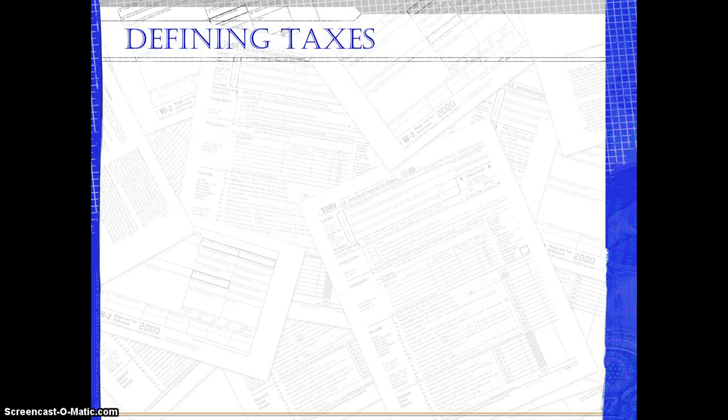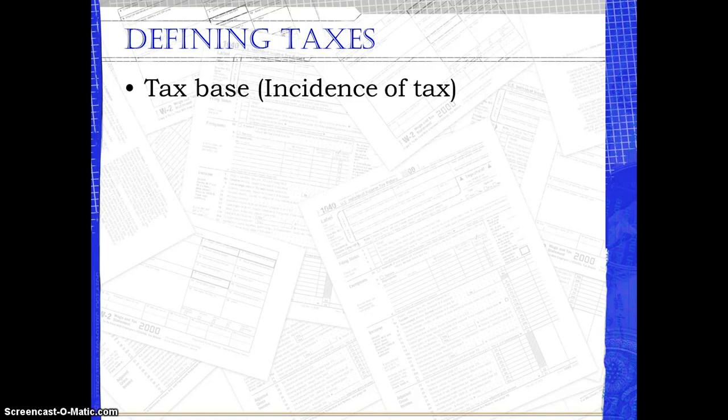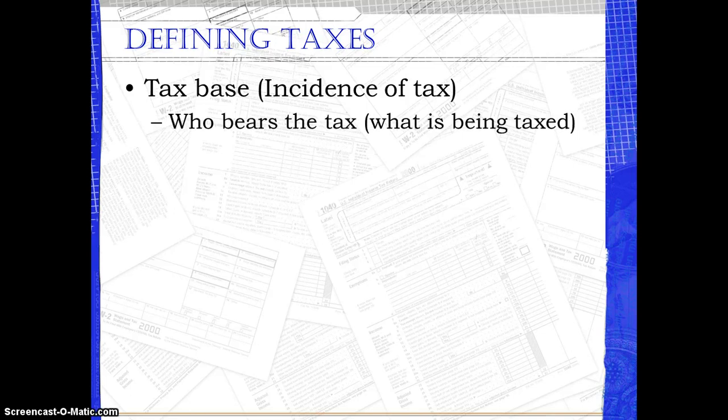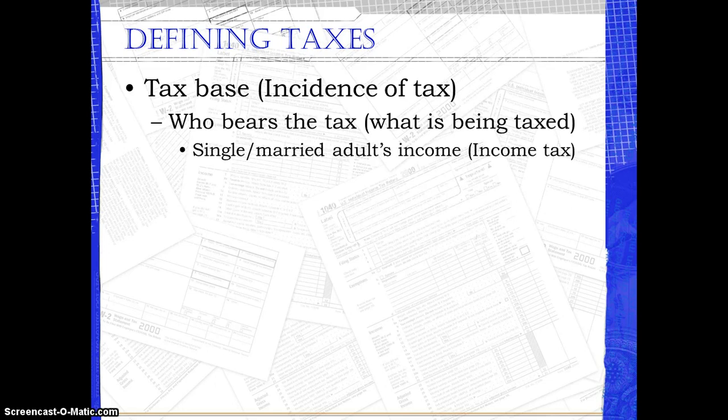Defining taxes. In order to understand taxes, and taxes are fairly complicated, we need to be able to define them. So what is the tax base, or who is being taxed based on which factors? Who bears the tax is the first question that you must ask. What is being taxed? What is being taxed can vary based on the need of the government. The government has the ability to provide for and require adults to pay income tax.